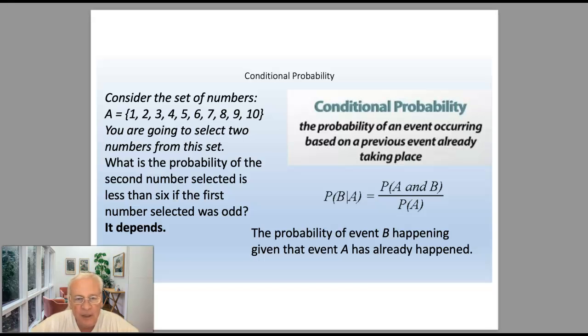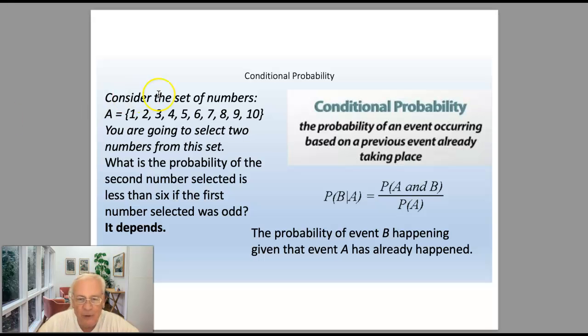Guys, consider the set of numbers 1 through 10. If I'm going to select two numbers from this set, what's the probability that the second number selected is less than 6, given that the first number selected was odd? Well, it depends on what happens in the first selection.